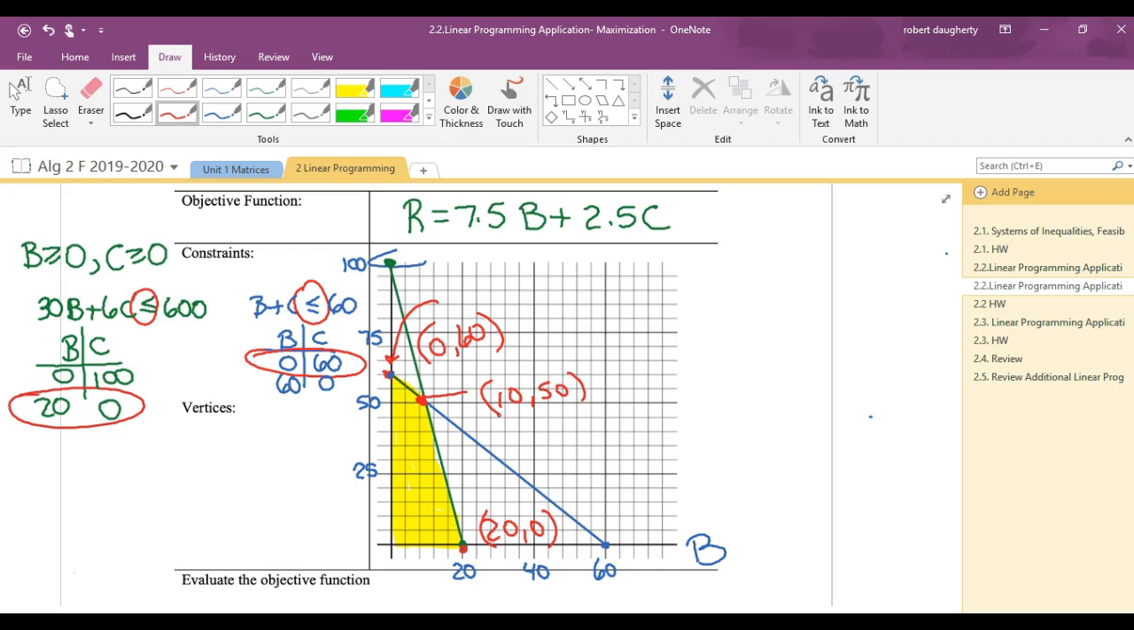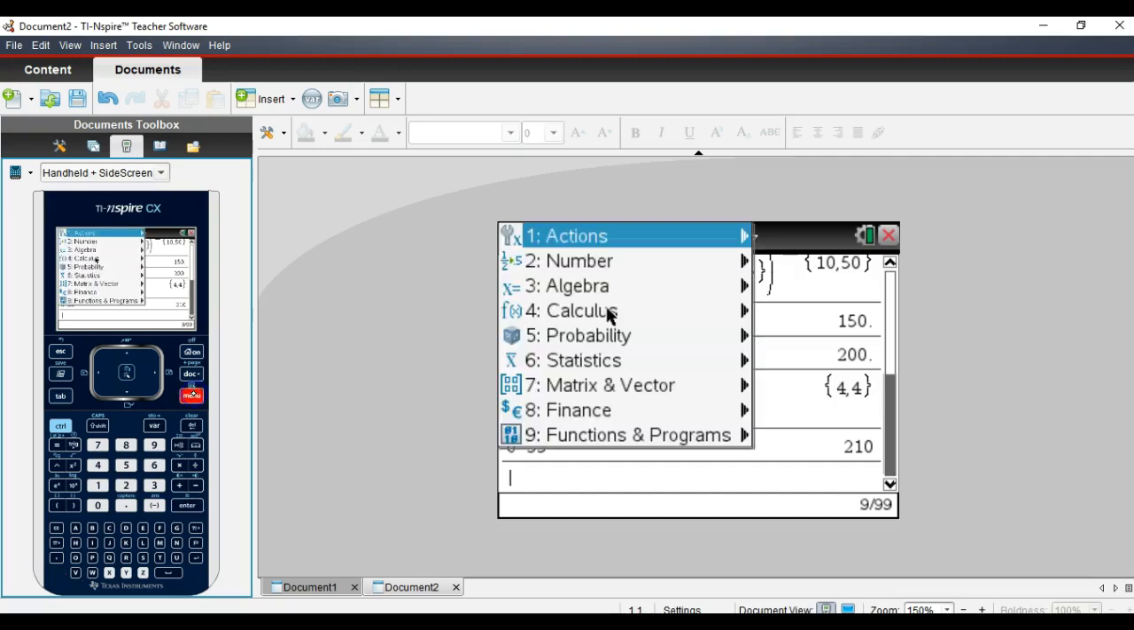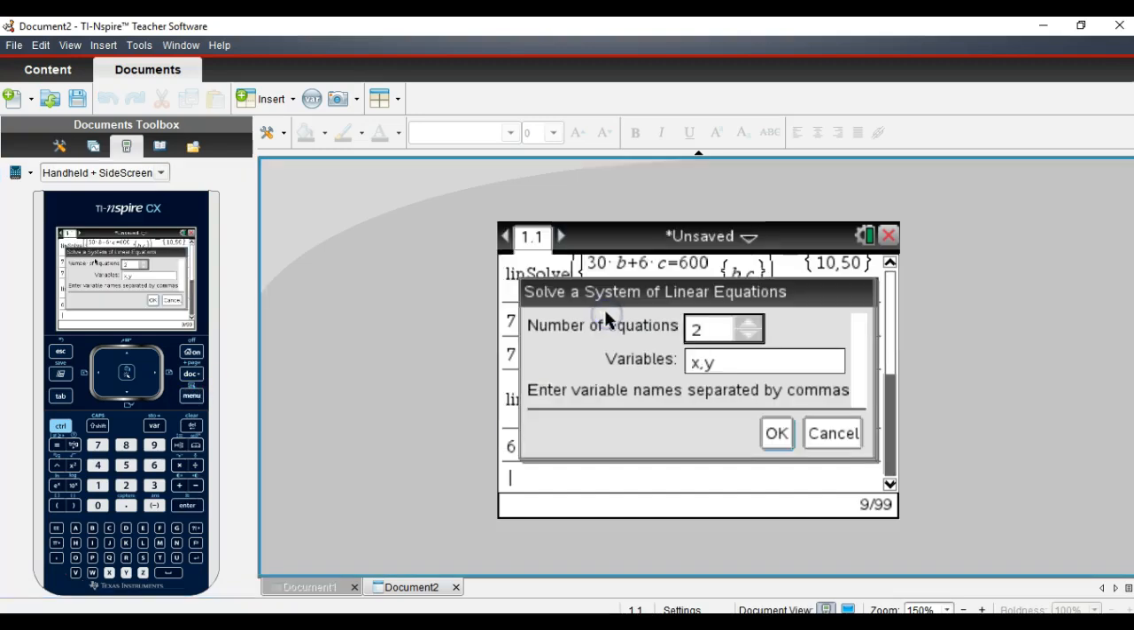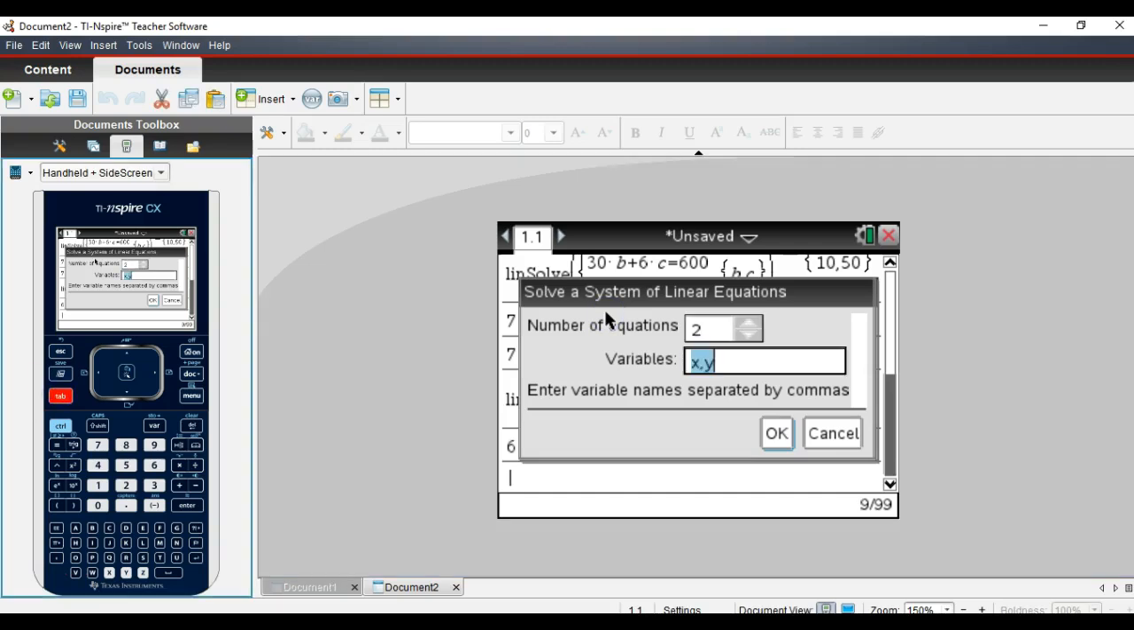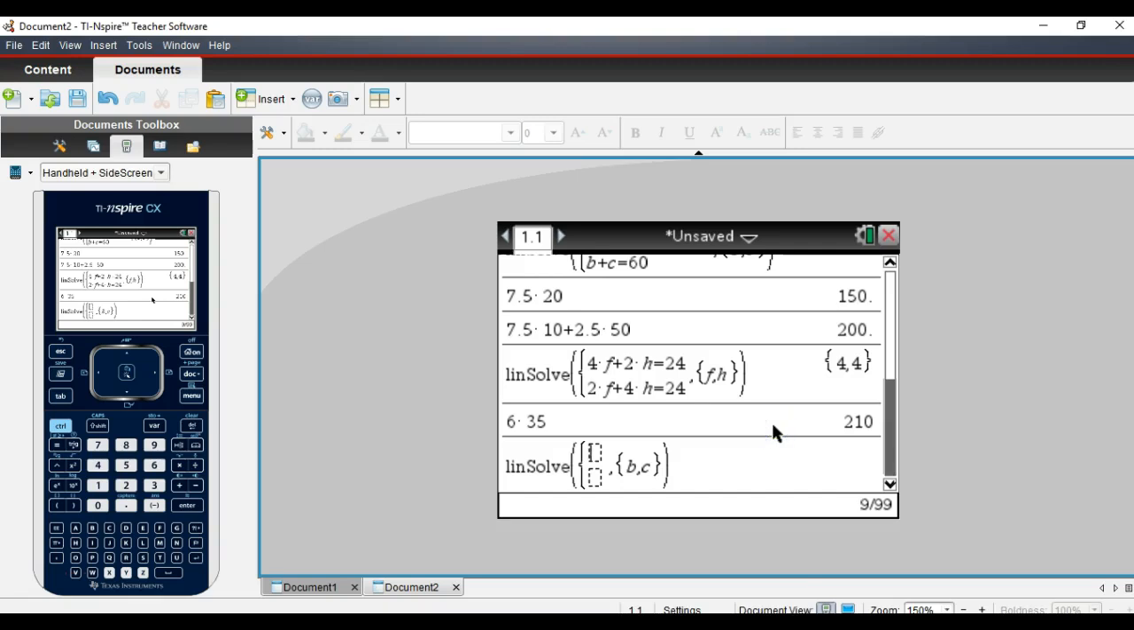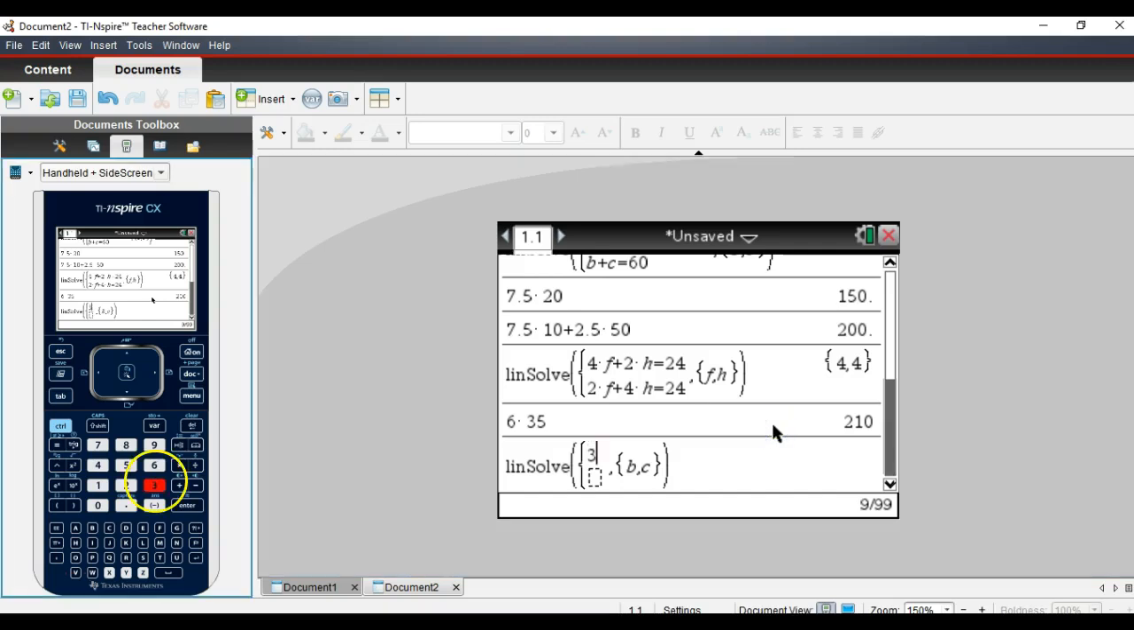And we'll use our calculator to do that. So let's verify where the green and the blue line intersect. On my calculator, that's just menu, algebra, solve system, 2x2 system. My variables happen to be B and C. So B, comma, C. And I'll say, okay, those two equations were 30B plus 6C equal 600.